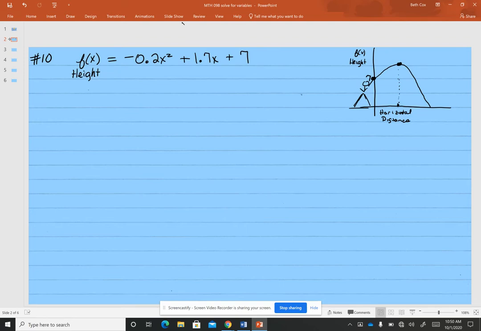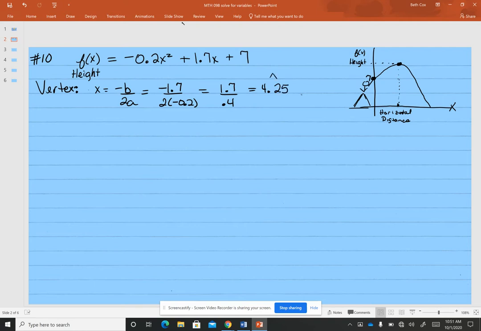All right, so this is our x-axis, and this is our vertex. We want to know the height and how far away from the point of release this height occurred. So we're going to do the vertex. We've done this. We know that the x value is negative b over 2a. So that's going to be negative 1.7 over 2 times negative 0.2. Again, you are going to want your calculator. Using your calculator, you get 4.25.